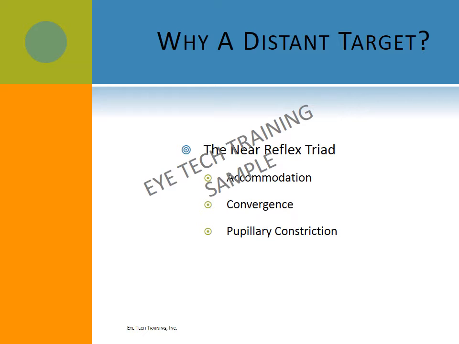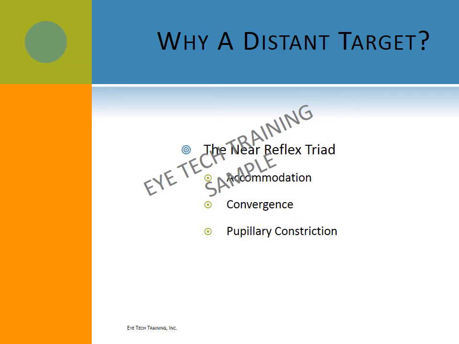First of all, your lens accommodates. That's the crystalline lens inside your eye. It changes shape to bring things into focus. Also, your eyes converge. That means that they come towards one another. And the third part of the near reflex triad is pupillary constriction.